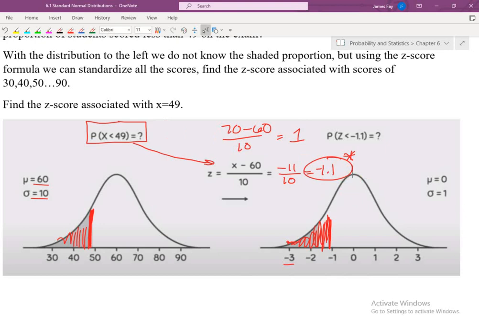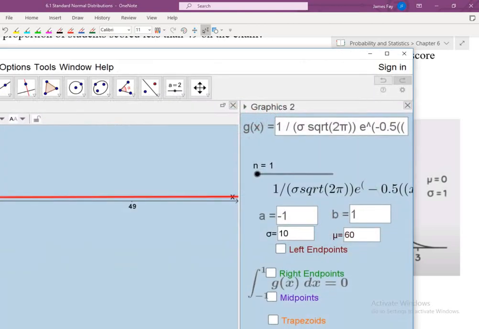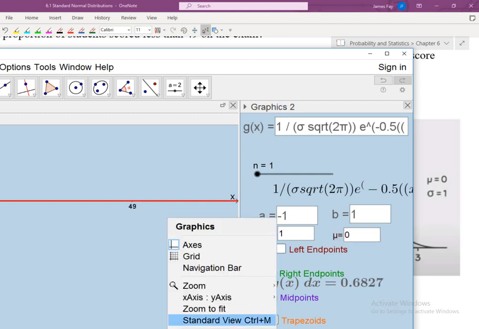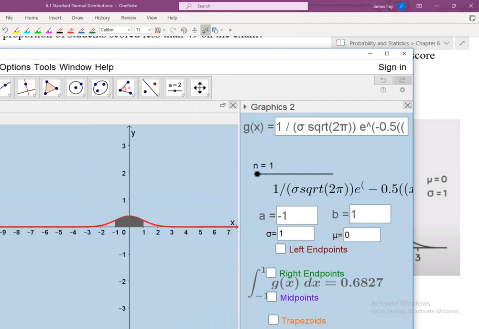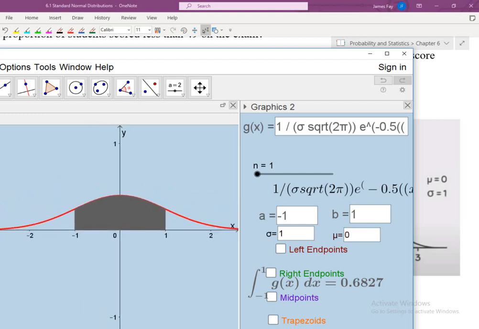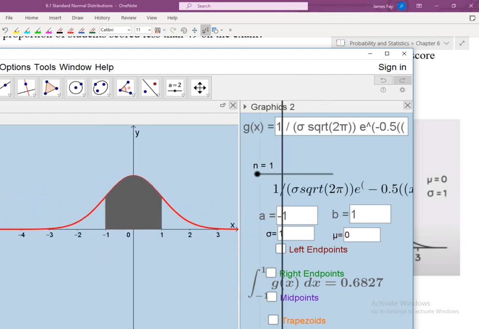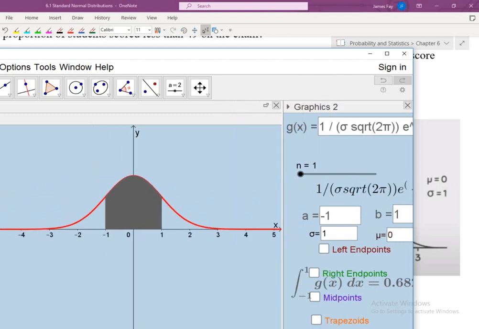Let's see if we can recognize this on this here. So if we got a standard deviation of 1 when it was normal and a mean of 0, and we'll go back to standard view just to make it look a little bit better. All right, so that is our curve, right? Okay. So right now a z-score that we were interested in was negative 1.1, right?